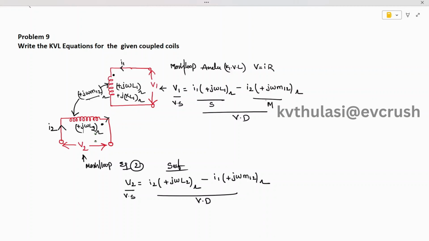Now you can see this equation has I1 terms as well as I2 terms. This equation also has I1 terms and I2 terms. This is the style of writing the equations.